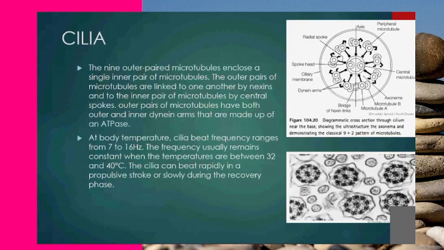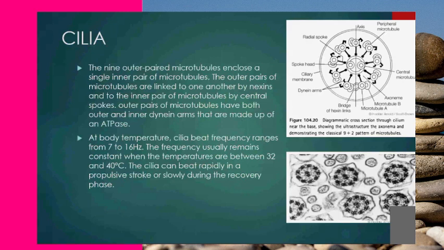Next, coming to the cilia. It's an important question for you, and the ultrastructure of cilia can also be asked, which is nothing but the same 9+2 pattern of the microtubules. So how is it arranged? It is arranged as nine outer paired microtubules, which enclose a single inner pair of microtubules. A single inner pair of microtubules surrounded by nine outer pair microtubules.